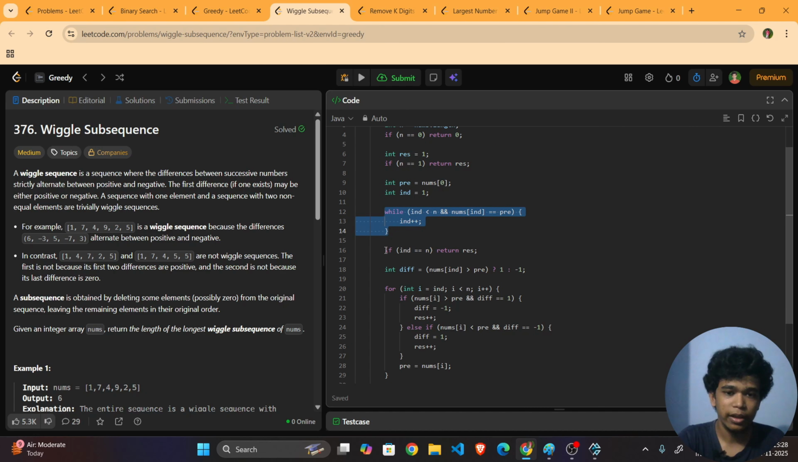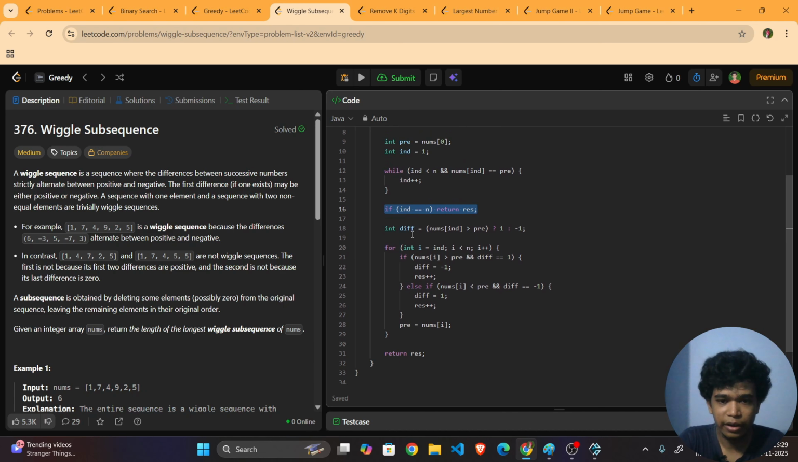Now if the index is equal to n, then I will be returning the result. How is it possible? See here, if the entire array is of ones, say 5 ones, then in this while loop itself I will be reaching the end index, which means index is equal to the total length 5. In that case, I can tell you that the only wiggle subsequence I can take is a subsequence that contains 1. Can you understand this? So that's the reason why I'll be returning 1 when I encounter this condition.